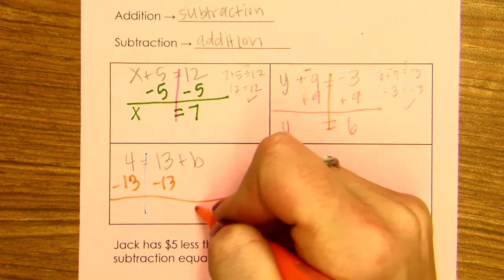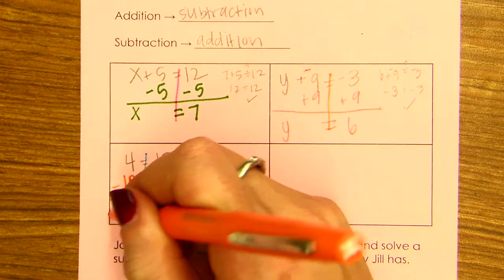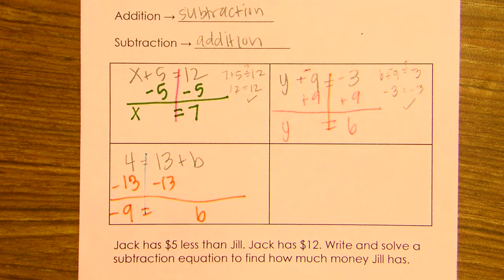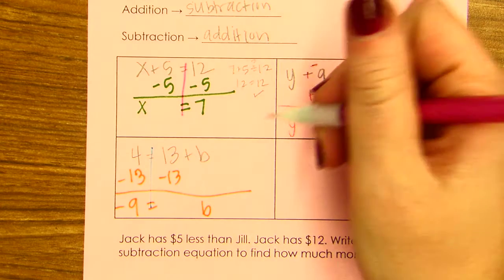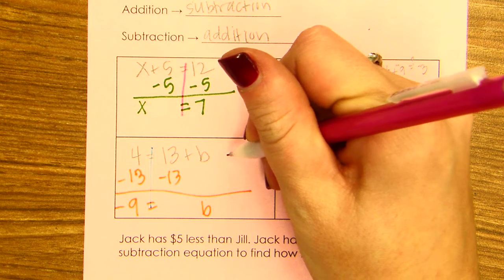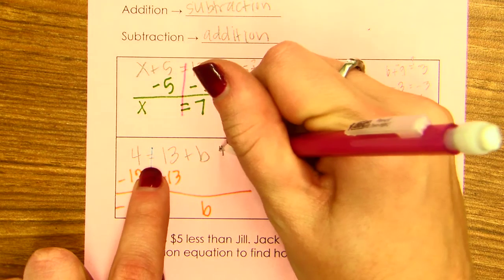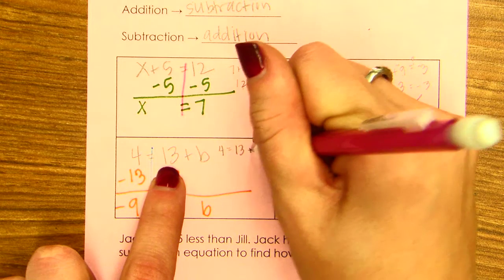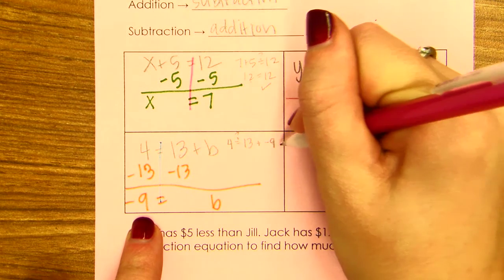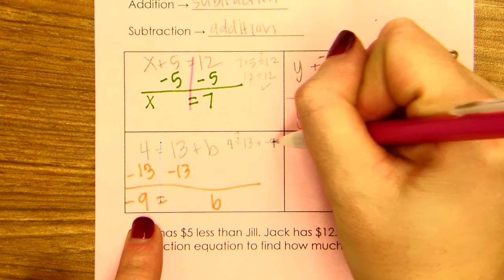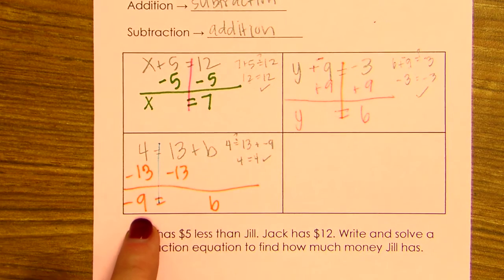13 minus 13 is 0, so I have just a b left over. 4 minus 13 is negative 9. So b must be negative 9, and then I'll check my work by plugging negative 9 back in for b. So I'm going to write 4, just copying this equation, 4 equals 13 plus, but instead of a b I'm going to write a negative 9. 13 plus negative 9 is, we have to subtract 13 minus 9 is 4. Positive one's bigger, so I get a positive 4. So that one's done, and I did it correctly.